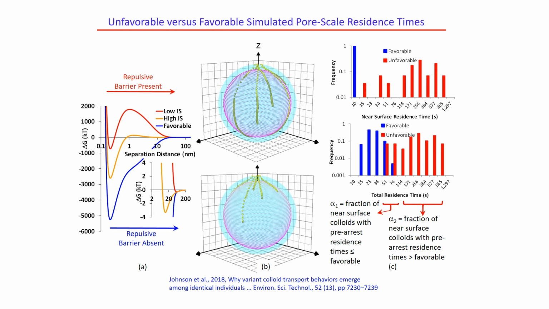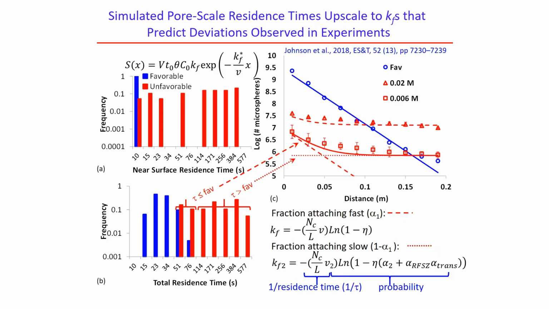continuum scale. So the top panel here for the Hubble spheres is showing unfavorable conditions versus favorable conditions, and the dark green in the trajectory represents near surface transport. So that near surface resonance time is much longer before attachment under unfavorable relative to favorable conditions. And so we can look at the histograms of those resonance times, look at the overlap between favorable and unfavorable conditions, and note that there's a subpopulation under unfavorable that attaches fast, like favorable conditions, and one that attaches slow.